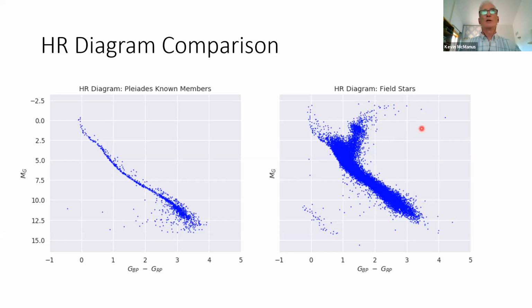from this diagram, we're dealing with two different populations, right? So you got the Pleiades stars over here, and this is a very nice, well-defined, well-behaved HR diagram, and the stars that came back from our cone search are sort of all over the place.